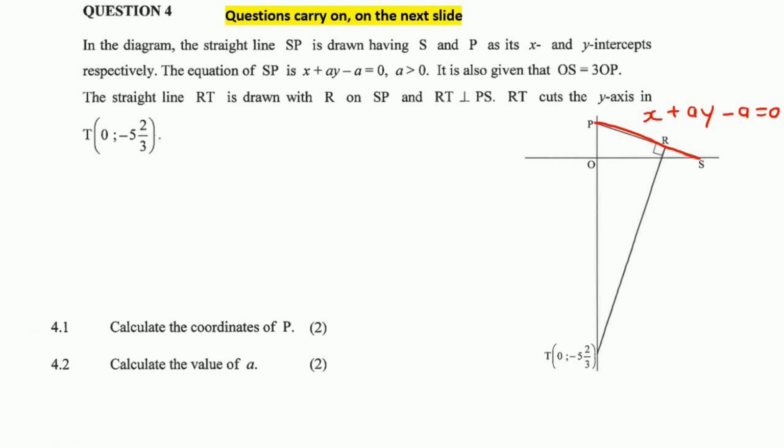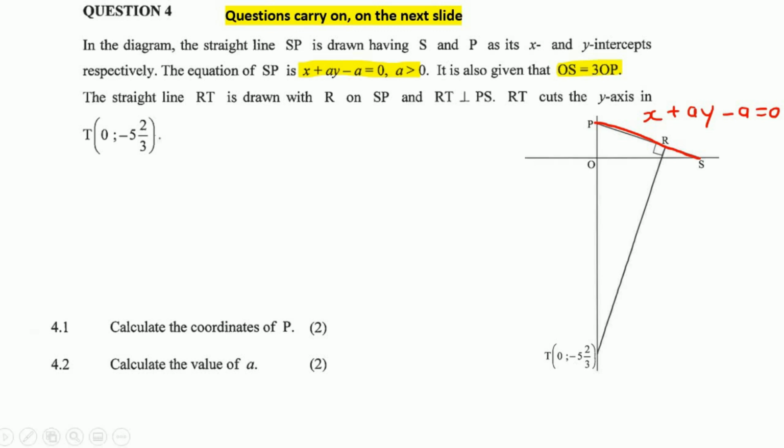So OS is equal to 3 times OP. Okay, so that's important. I'm actually just going to highlight that's important and that's important. The straight line RT is drawn such that they're perpendicular. Okay, they showed us the perpendicular part. RT cuts the y-axis there. Great. First question for 2 marks: calculate the coordinates of P.